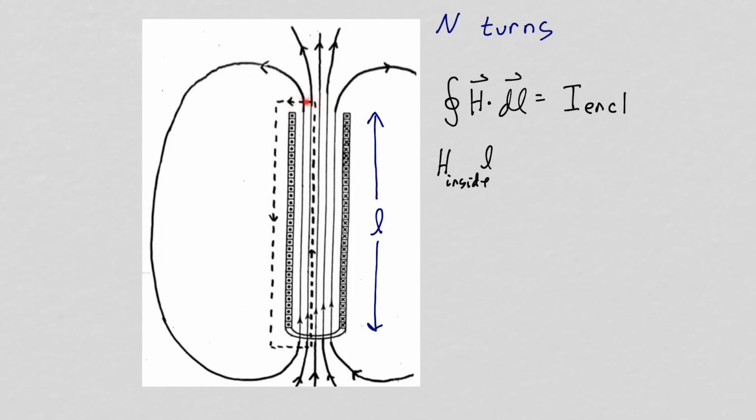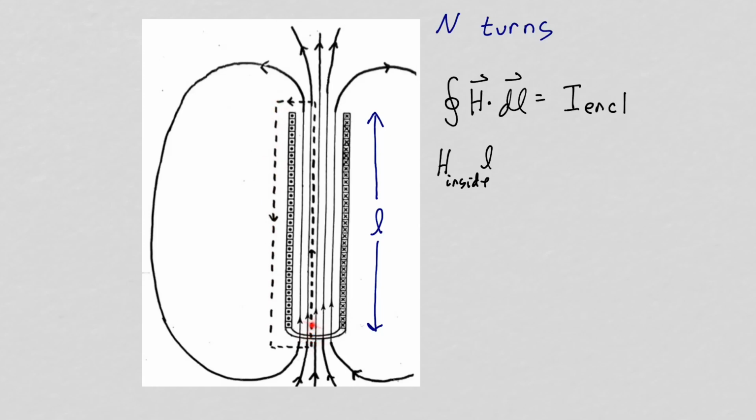Now, the field everywhere outside is going to be weak because these fields coming out of the solenoid have to fringe out quite a bit to loop around and come back inside the coil. So H dot dl along this side we're going to assume is negligible compared to H dot dl inside the coil. So our approximation to the integral of H dot dl around our Amperian loop will be H inside times L. And this approximation will get better and better the longer your solenoid is.